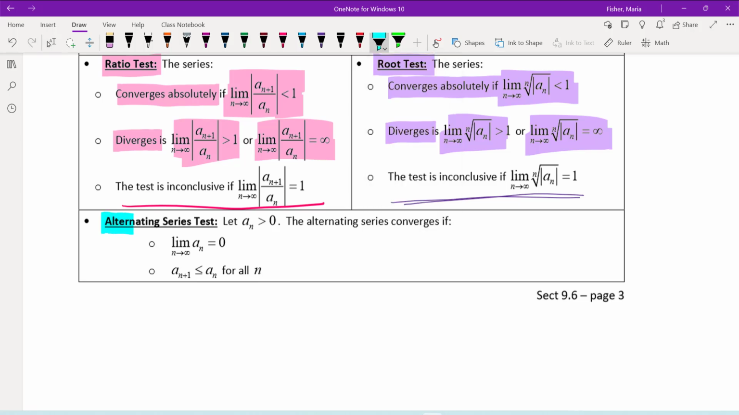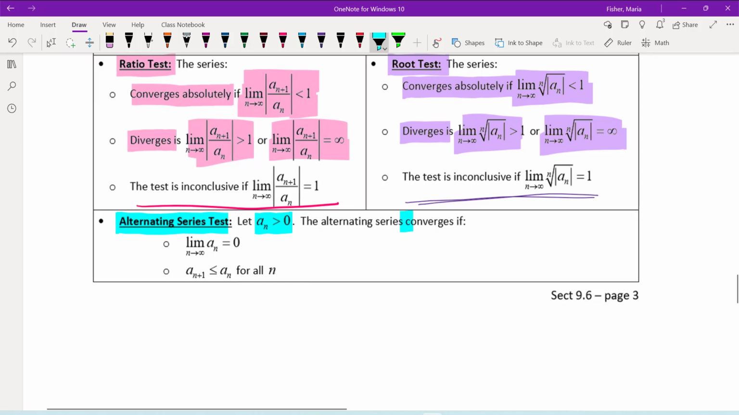Now, an alternating series test can only be done on a series that alternates. So once we take the absolute value, so we have a sub n greater than 0, we said that our alternating series converges if the limit as n goes to infinity of a sub n was equal to 0, and a sub n plus 1 was less than or equal to a sub n for all n, so it was decreasing.